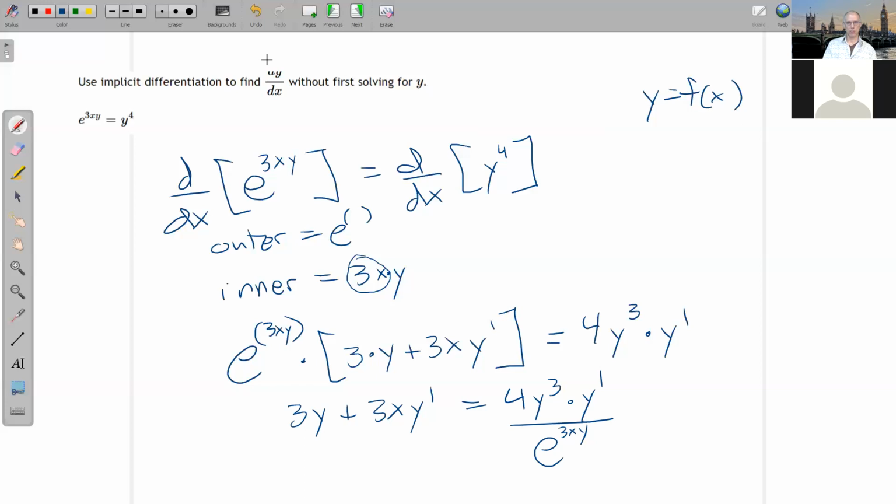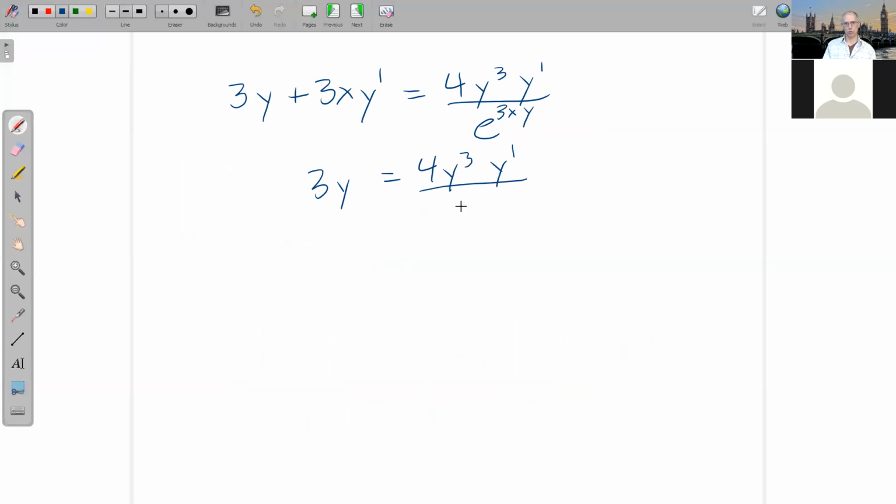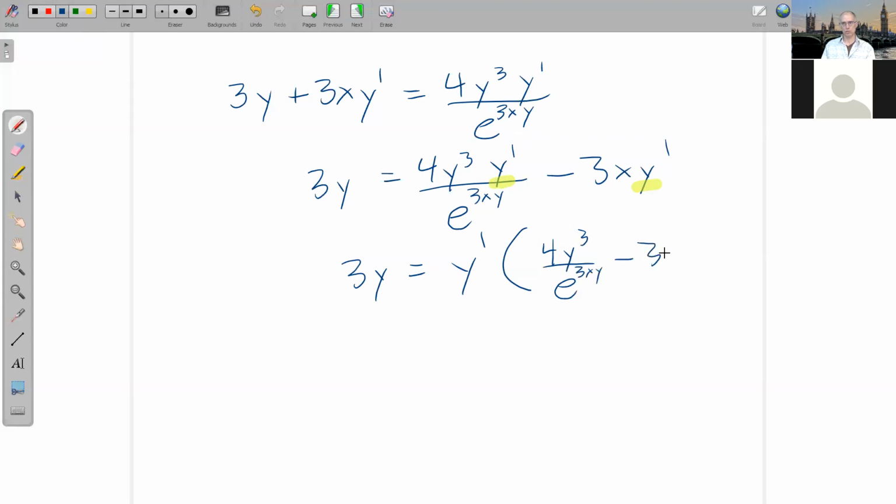Let's see if I can get this right. 3y plus 3xy prime equals 4y cubed y prime over e to the 3xy. And again, I'm going to subtract that over here. So that's going to give me 3y equals 4y cubed y prime over e to the 3xy minus 3xy prime. And then here, I have all the y primes on the same side, so I can factor that y prime out. So 3y equals y prime times 4y cubed over e to the 3xy minus 3x.